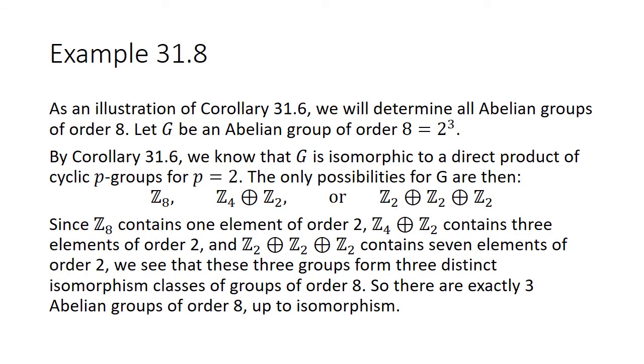We're going to go over an example now of how to use Corollary 31.6. We're going to determine all abelian groups of order 8, and 8 of course is a power of a prime too. So let G be an abelian group of order 8, and 8 here is equal to 2 cubed. By Corollary 31.6, we know that G is isomorphic to a direct product of cyclic P groups for P equals 2. So the only possibilities are that we're going to get either Z8, a group of order 8, or the external direct product of Z4 with Z2, which would also be a group of order 8, or the external direct product of Z2, Z2, and Z2, which is also a group of order 8.